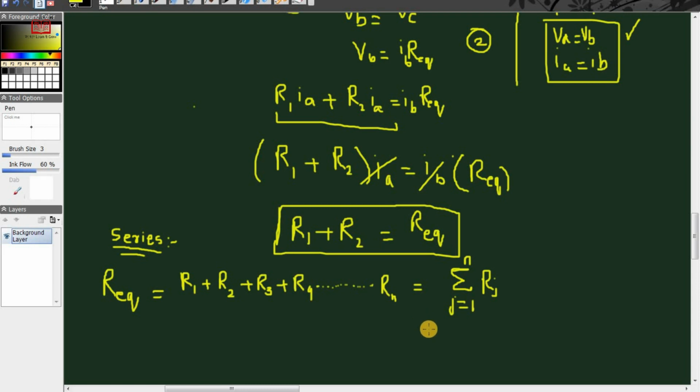Now this is the time to end the discussion, and you can also try for the parallel combination. There are different rules, just keep in your mind the series and the parallel combination.